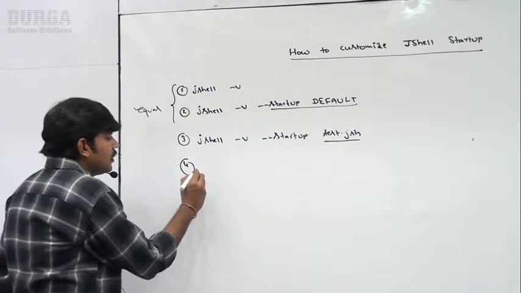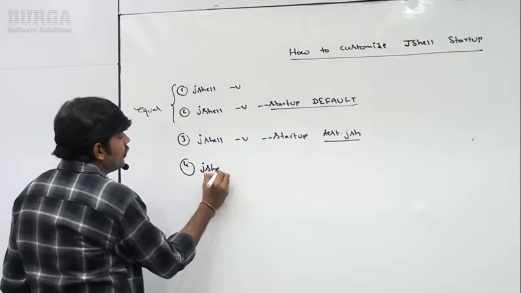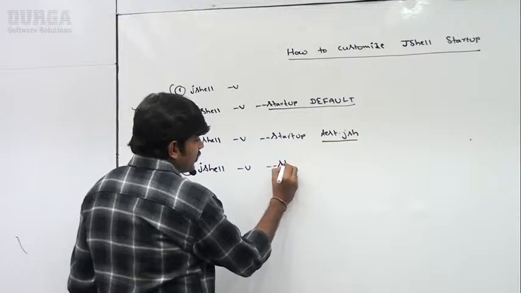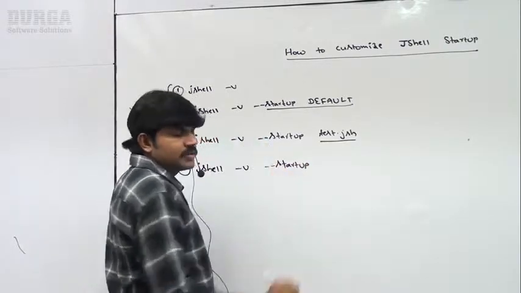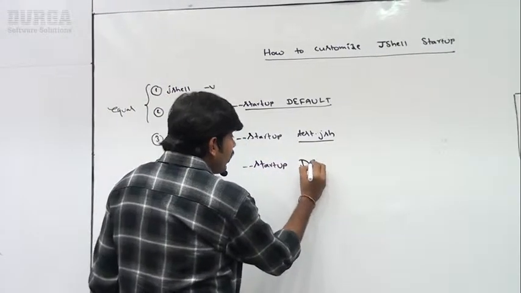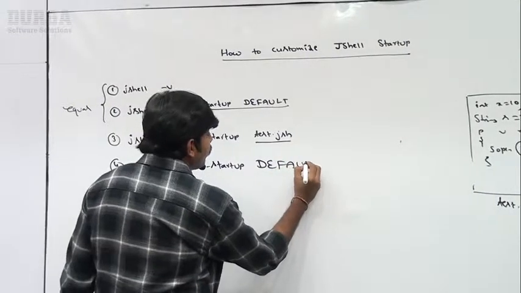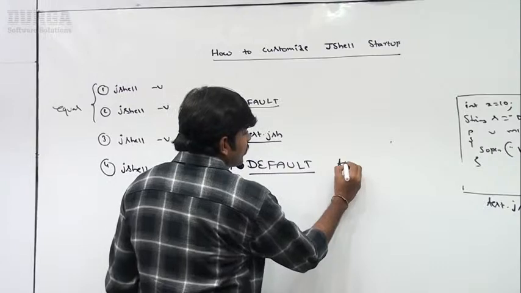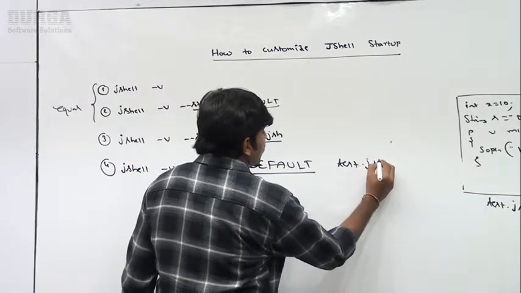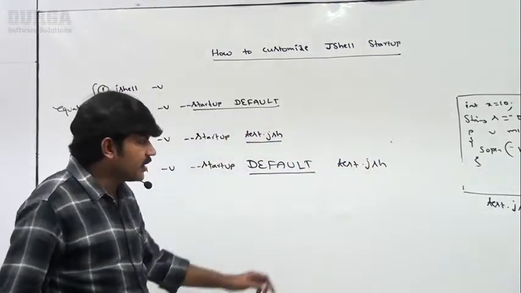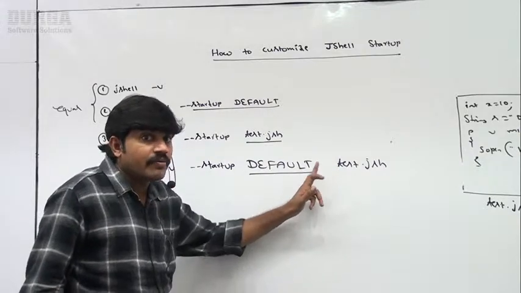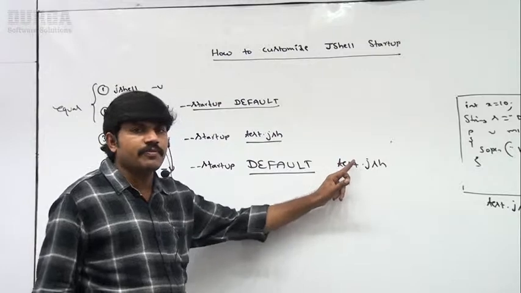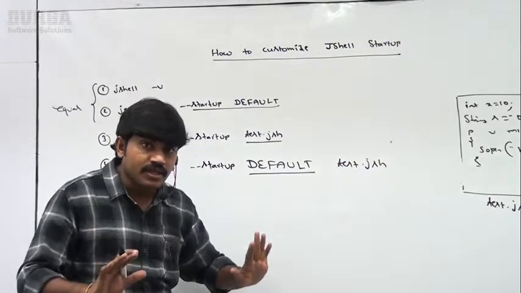If you want that, how can you do it? JShell -v -startup. Sir, you can take default as the value, under test.jsh. Default you can take, test.jsh you can take. Then what will happen is, yes, default snippets are available, and the snippets from the test.jsh are also available.